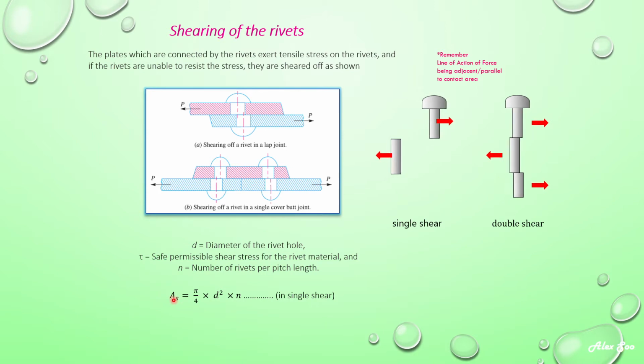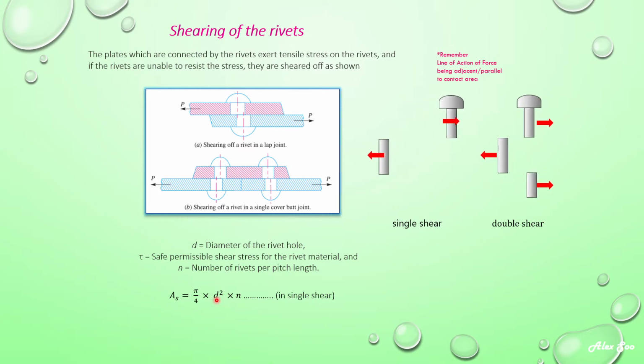So the area that is subjected to shear is the area of the rivets here. This area is given as pi d squared over 4, where d is the diameter of the rivet or the hole. Or you can use pi r squared, it doesn't matter. Now times n, where n is the number of rivets. For single shear, you multiply by 1. If double shear, you multiply by 2. If triple shear, you multiply by 3.